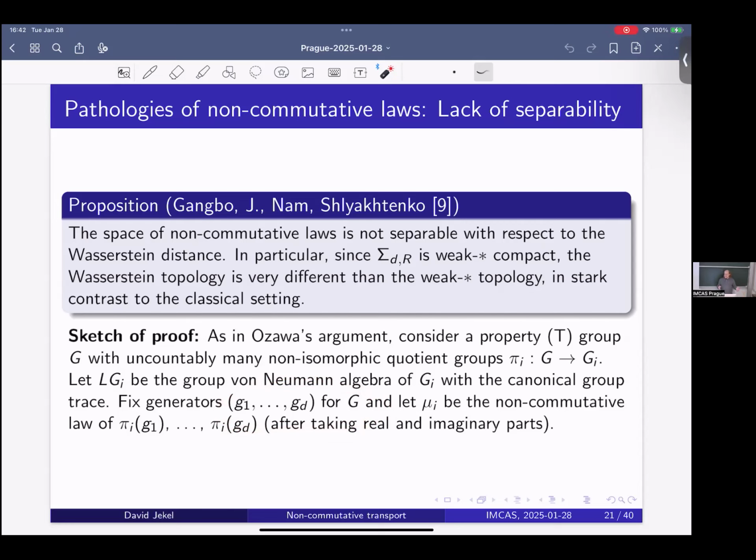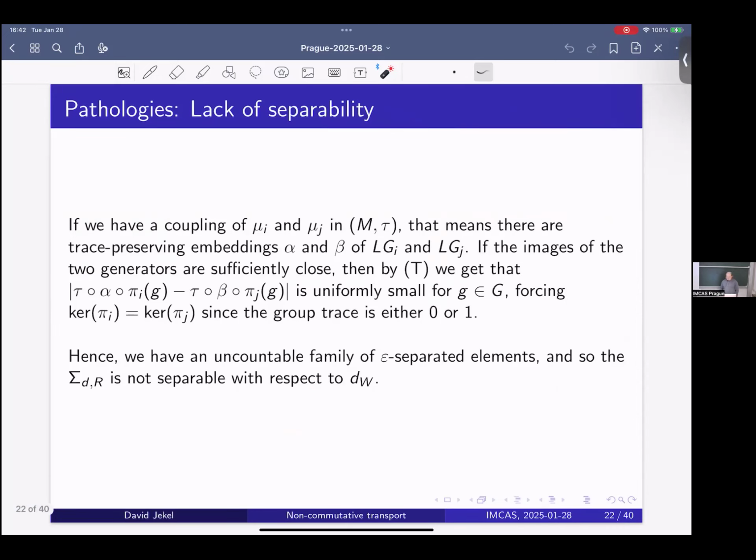And then for each of these quotient groups, there's an associated von Neumann algebra, the group von Neumann algebra with the group trace, and you get some non-commutative random variables from that. And so then you have associated non-commutative laws. And then if you have a coupling of these non-commutative laws, then that will mean that there's copies of the different group von Neumann algebras inside some larger space, right?